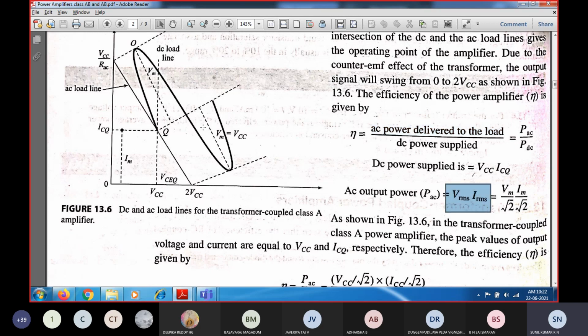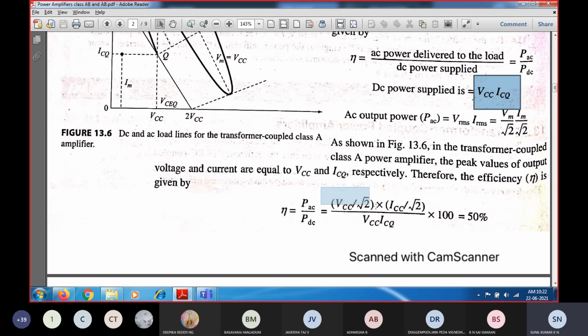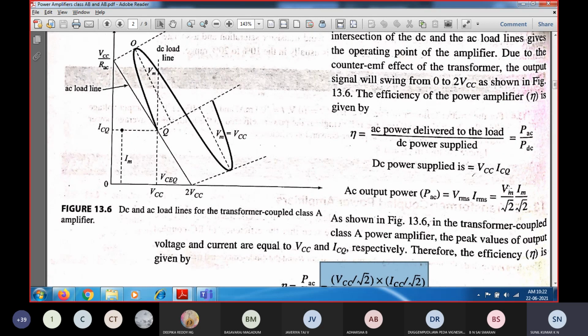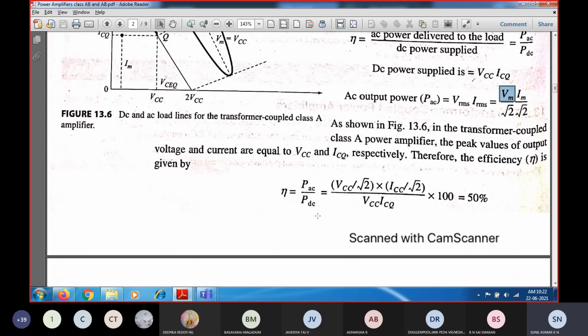VRMS is Vm, the peak, divided by root 2. This is the maximum peak and this is the negative peak. So Vm divided by root 2 into IRMS, which is Im divided by root 2, is the AC power delivered. In terms of peak voltage, Vm corresponds to the positive peak as well as the negative peak. We have a maximum positive peak of VCC and a negative peak of VCC. So VCC divided by root 2 is the RMS voltage, and the maximum peak current is given by ICQ.